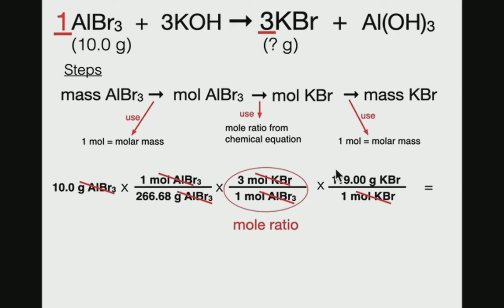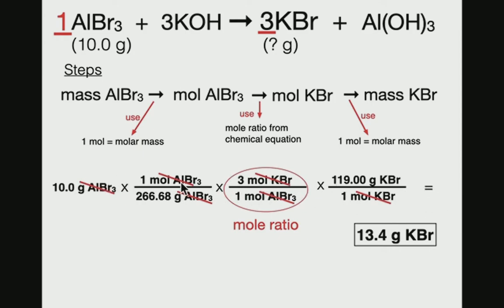So to type this into your calculator, again, multiply numerators, divide by denominator. All you would do is 10 divided by 266.68 times 3 times 119 equals. Now try to get in the habit of doing that, just hitting the equal sign once.